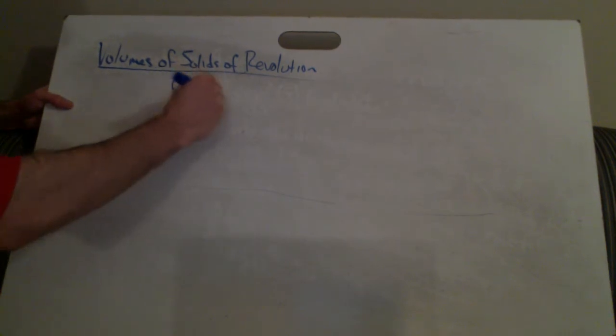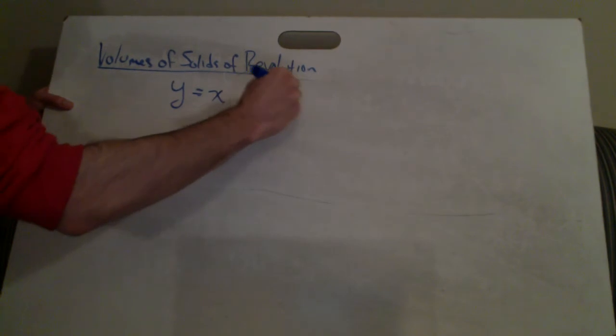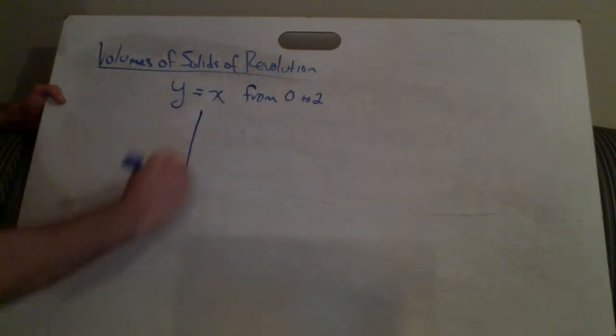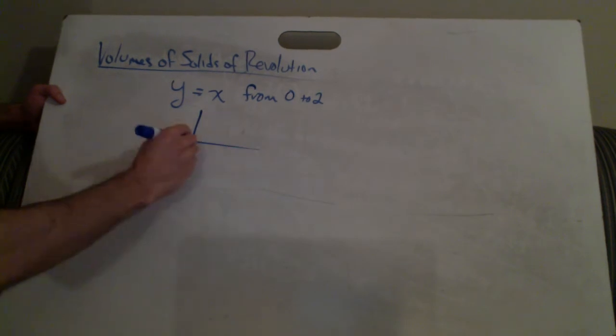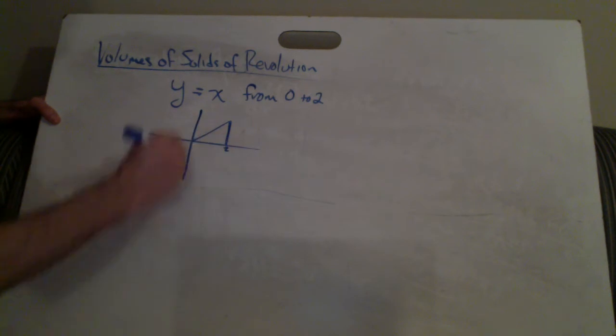Let's do a nice basic one, and let's do exactly what we had drawn a second ago. We'll do y equals x from 0 to 2. This is going to be our region. So that looks like this nice triangle. Great. This is 2. That's 0.